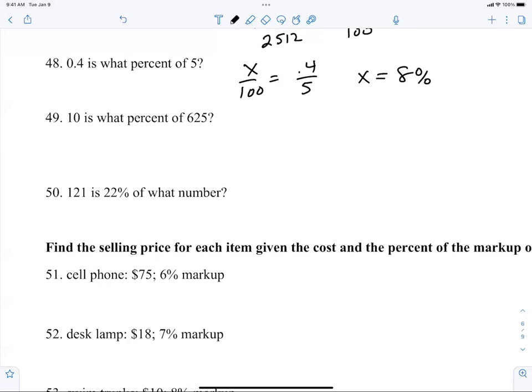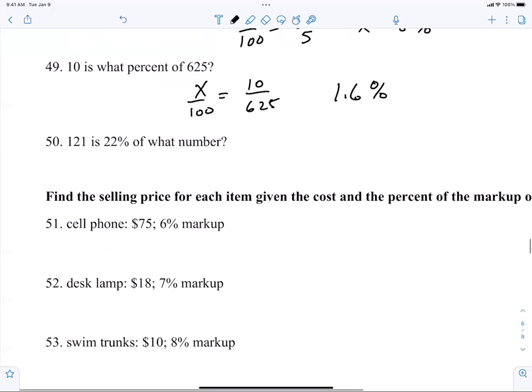Tell me, good for you, Addison. I did x over 100 equals 10 over 625. And what did you get? 1.6%. Pretty happy with that. All right, Nora, go.